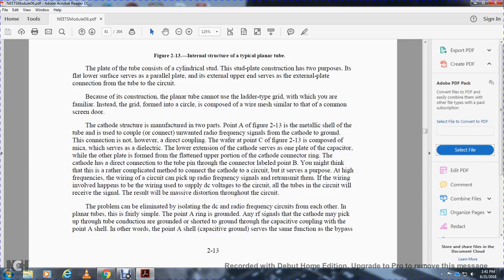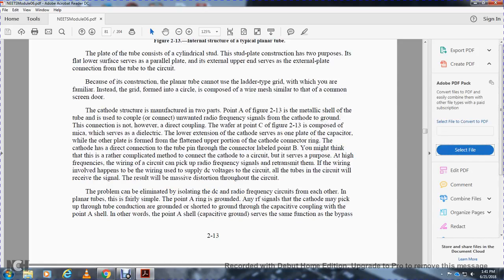You may think these are rather complicated methods of connecting the cathode to the circuit, but they serve a purpose. A high frequency wiring circuit can pick up radio frequency signals and retransmit them if the wire involved happens to be the wiring used to supply a DC voltage to the circuit. Then all tubes of the circuit will receive the signal, resulting in massive distortion through the circuit.